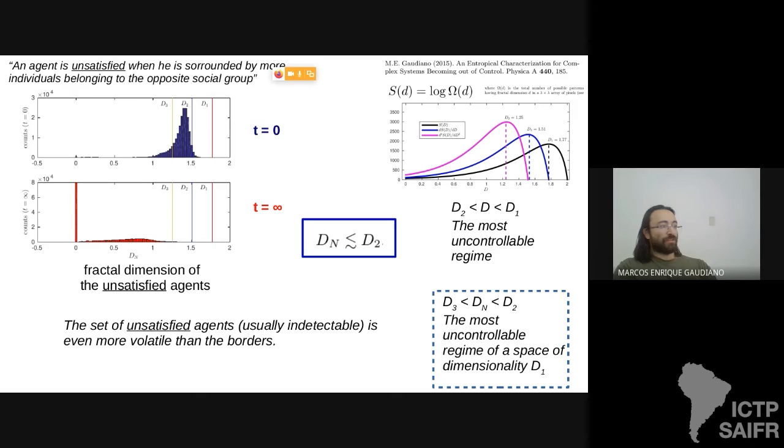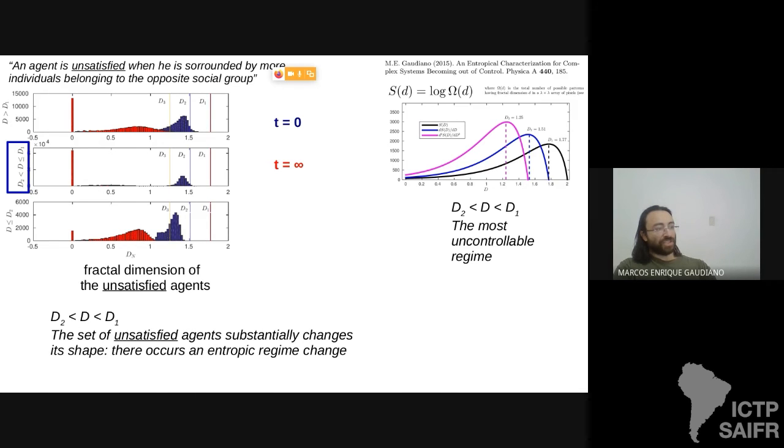The same analysis can be performed for the unsatisfied agents. An agent is unsatisfied when he is surrounded by more individuals belonging to the opposite social group. The unsatisfied agents are part of the borders. Their dimension cannot exceed 2 because of other geometrical reasons that can't be explained here. However, I'd like to mention that the unsatisfied agents can be characterized as the most dynamic part of the borders. Actually, they undergo a wider entropic regime change, which is enhanced when the minority lies at the most segregationist regime.